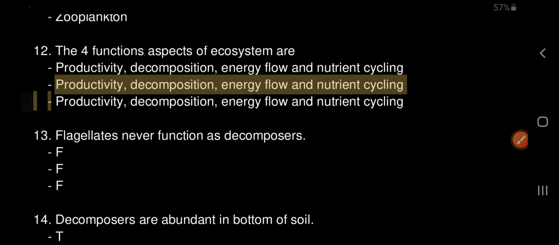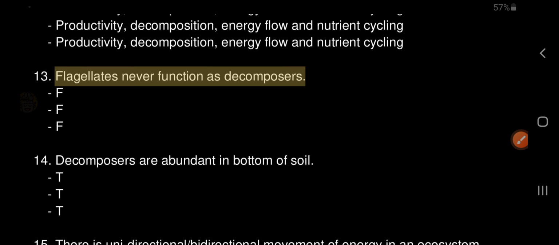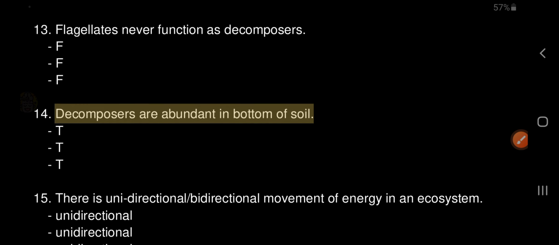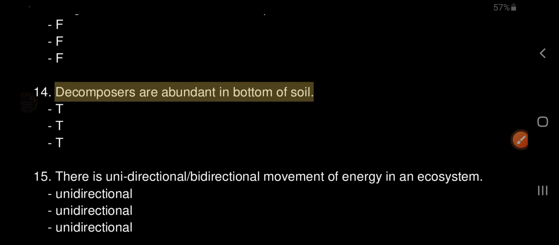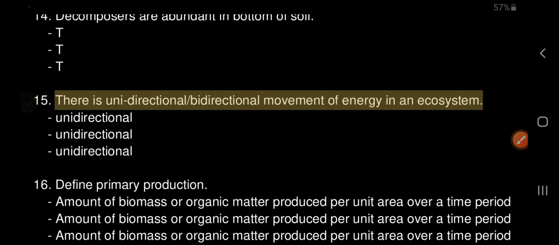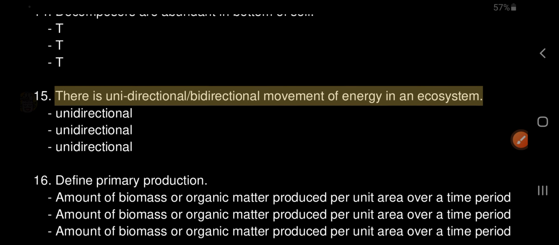12. The four functional aspects of ecosystem are productivity, decomposition, energy flow and nutrient cycling. 13. Flagellates never function as decomposers. False. 14. Decomposers are abundant in bottom of soil. True. 15. There is unidirectional, bidirectional movement of energy in an ecosystem. Unidirectional.